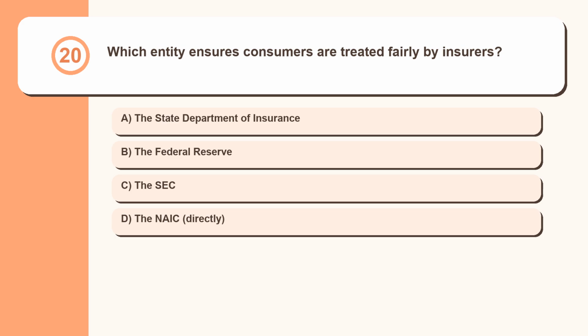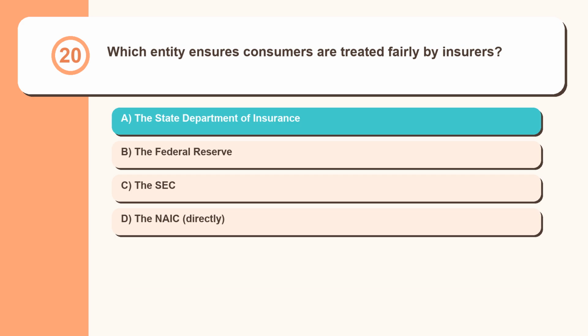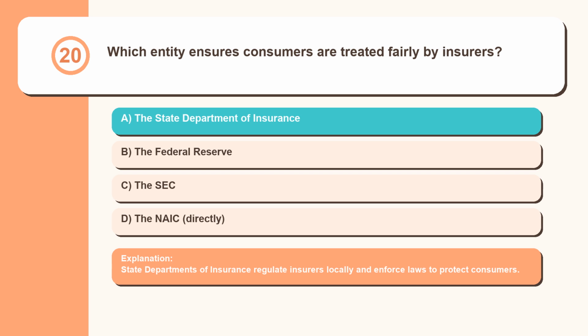Question 20. Which entity ensures consumers are treated fairly by insurers? The State Department of Insurance, the Federal Reserve, the SEC, the NAIC, directly. State departments of insurance regulate insurers locally and enforce laws to protect consumers.